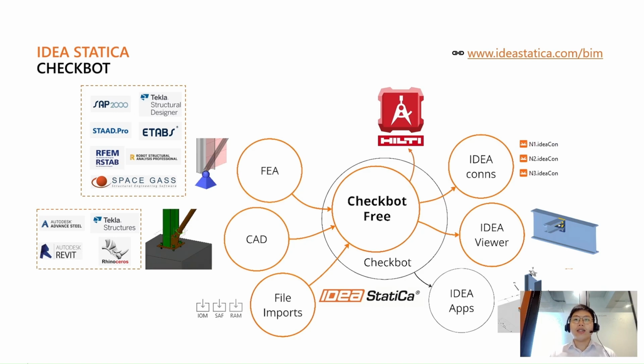So Checkbot acts as a data hub that contains structural design information such as geometry, cross-section, material, forces, load combination, and more. You can export your data to our connection application, for example, then do your connection design there, or you can also share your design with the other parties. Recently in Checkbot, we have added the ability to export to Hilti PROFIS Engineering, which should help you to transfer data between different software. So let's see how it works.